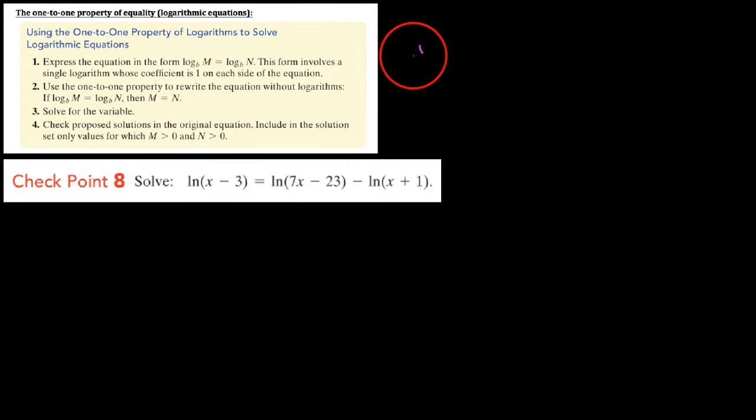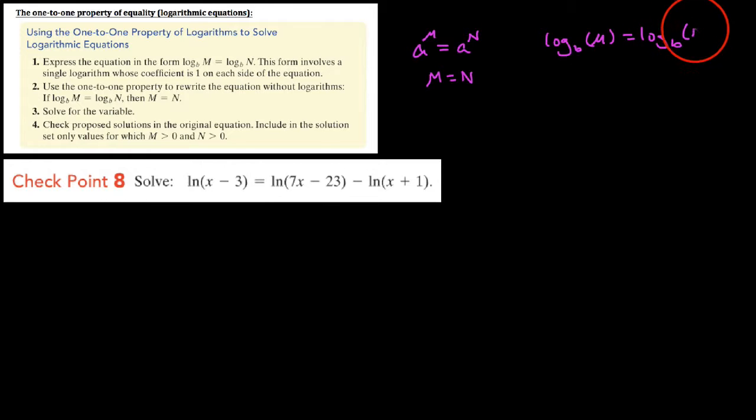So being aware of the fact that we've looked at the one-to-one property of exponential expressions, that is to say, if two things with the same bases are equal, then that's only true if their exponents are equal. For logarithmic expressions, we say the same thing. Log base b of a capital M would be equal to log base b of a capital N if and only if the arguments of these logs are the same.